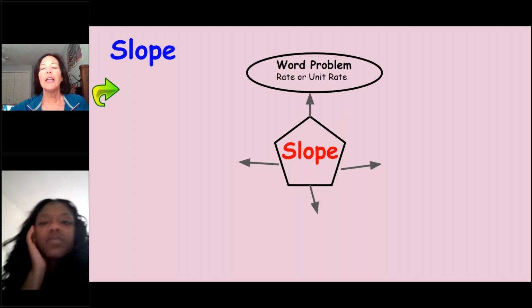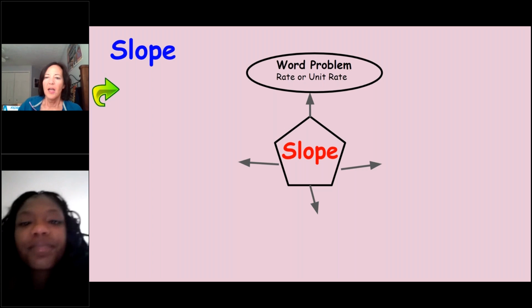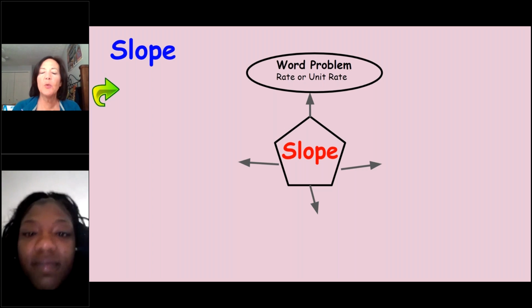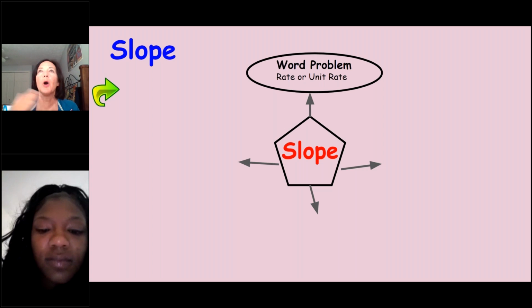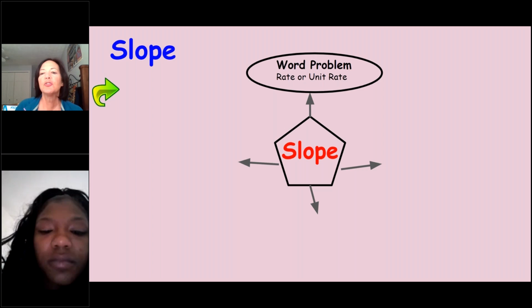So if it's a word problem, the slope is going to be whatever number is the rate, or sometimes they'll even call it the unit rate. Like a minute ago, we had our poor child borrowing money from his sister. The amount that he borrowed every week, that's the rate. If you're talking about speed, you'll get a lot of problems about how fast you're going and how far you go in a certain amount of time. Your speed is your rate.